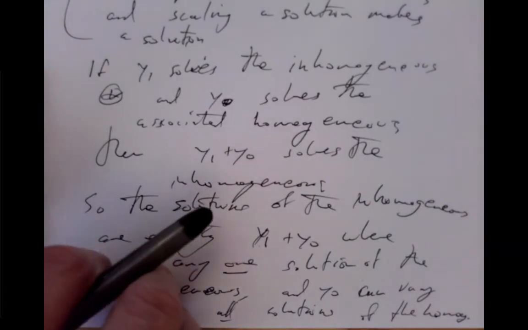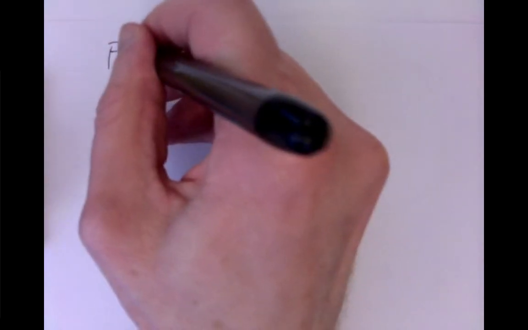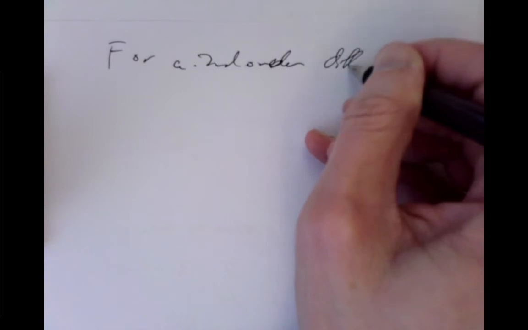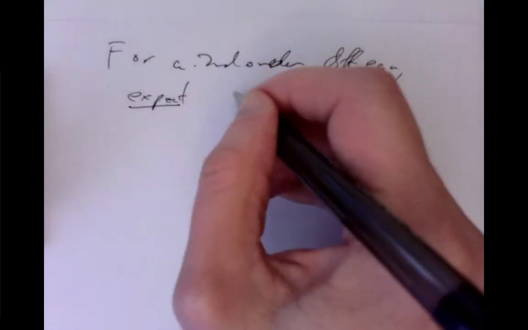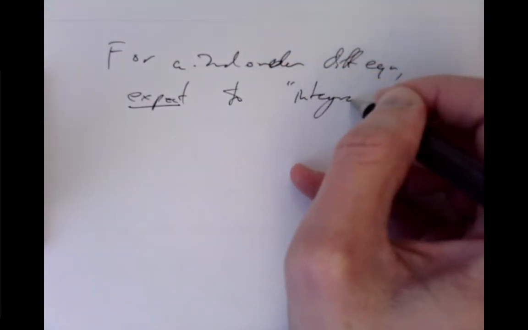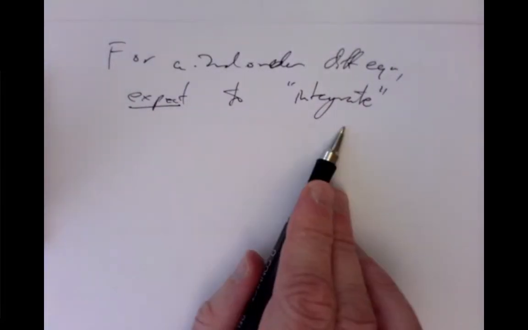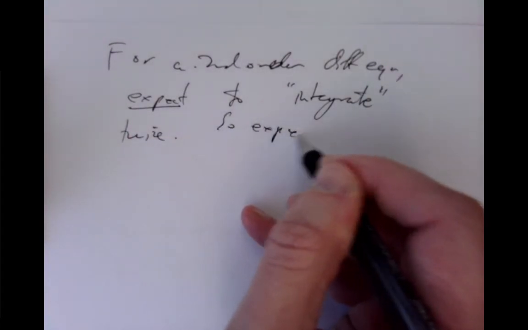Now we might wonder how many solutions there are to one of these sorts of equations. There's a rough dimension count that we can make. So for a second order differential equation, what do we expect? We expect to integrate twice. It isn't true that you can actually solve them by computing integrals. It turns out that doesn't work. Even for linear equations, you can't just do integrals to solve them. But you still expect that if you could somehow do integrals twice, you'd integrate twice. So you expect two constants of integration.